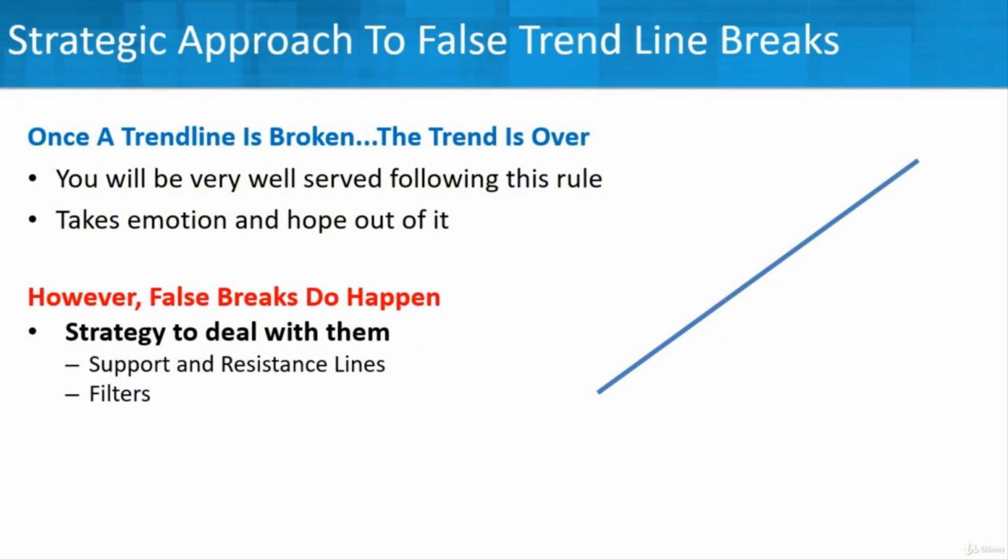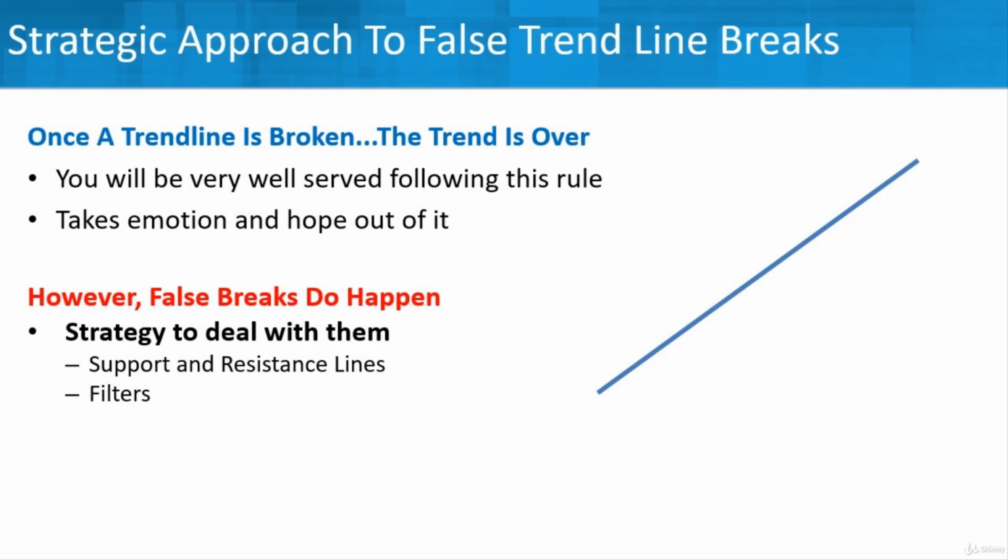And once again, hard and fast rule: once the trend line is broken, no matter how it's broken, the trend is over. That is the hard and fast rule. You're well served following that rule; it takes emotion and hope out of it, and takes a lot of extra analysis out of it. So there's nothing wrong with that: once that trend line is broken, the trend is over. However, false breaks do happen, frequently happen. So there might be ways that we can use a strategic approach to deal with them and help us be better traders.